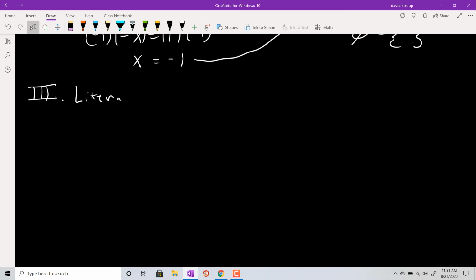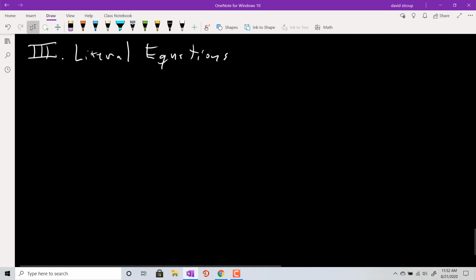The next section is literal equations, and these pop up all the time in your science classes, like physics, chemistry, those kinds of classes. So what is it about? It's about solving for a particular variable. So look at an example here. This is a harder example, but it'll work.